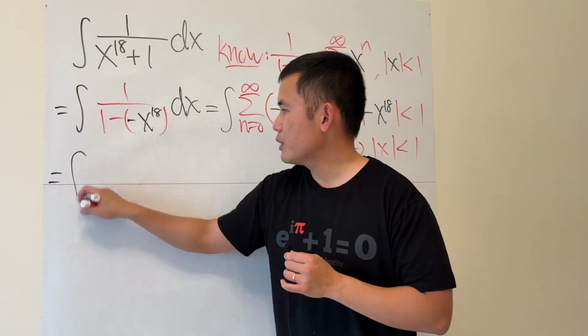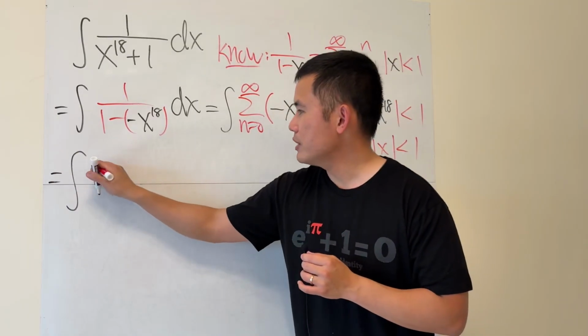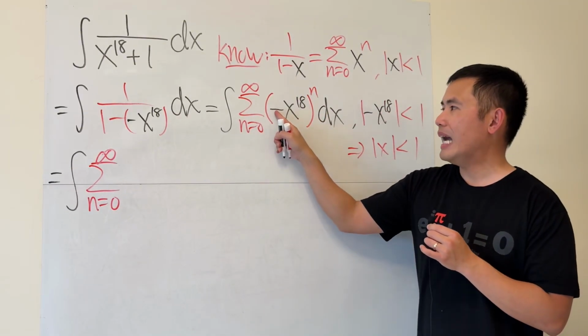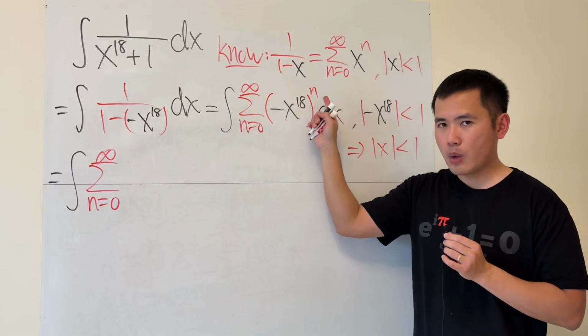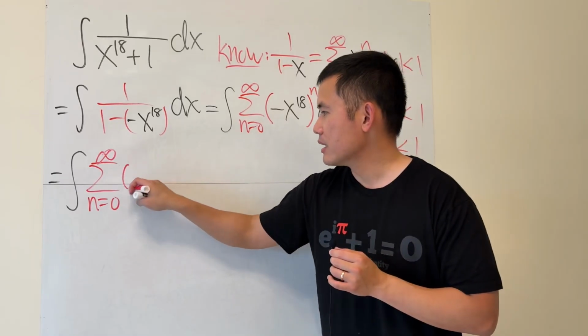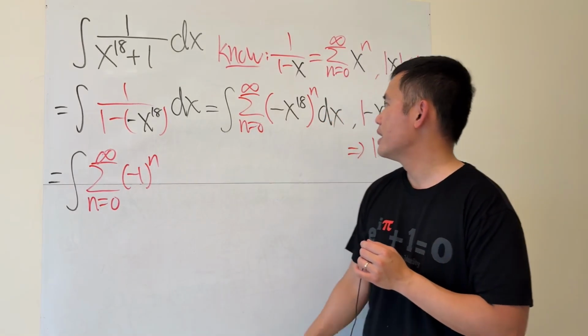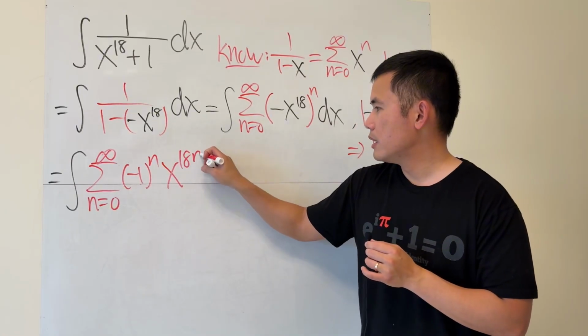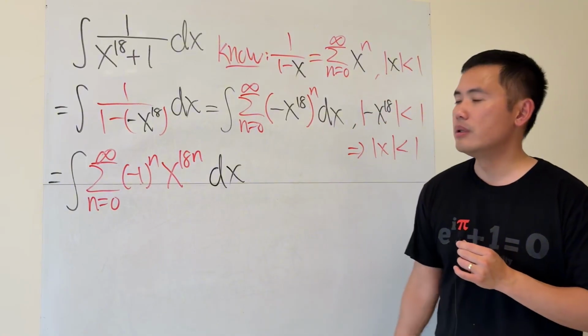But anyways though, I'm going to kind of simplify this right here a little bit. This is going to be the integral, and then we have the summation. n still goes from 0 to infinity. Here we have negative 1 to the nth power. Write that down first, because that is like the coefficient. And then multiply the exponents. And then now we are ready to integrate.